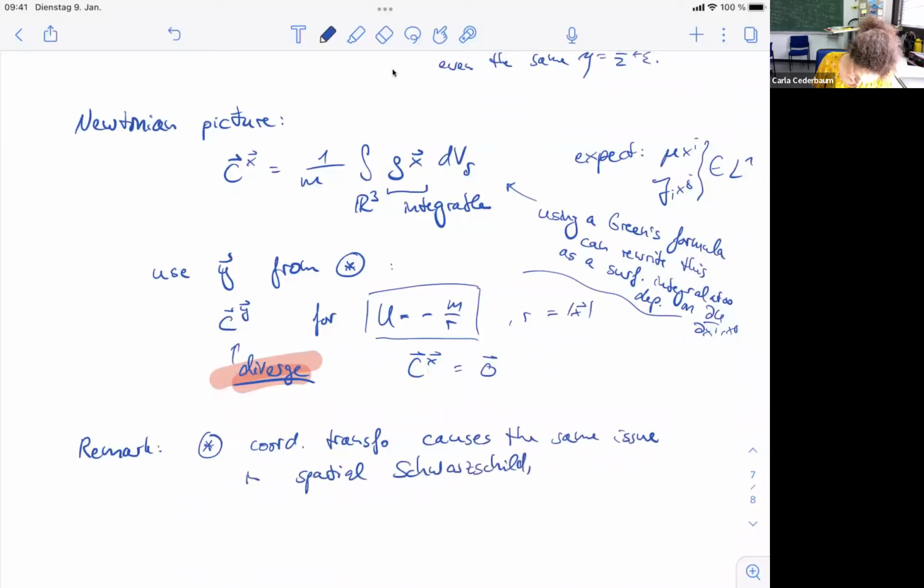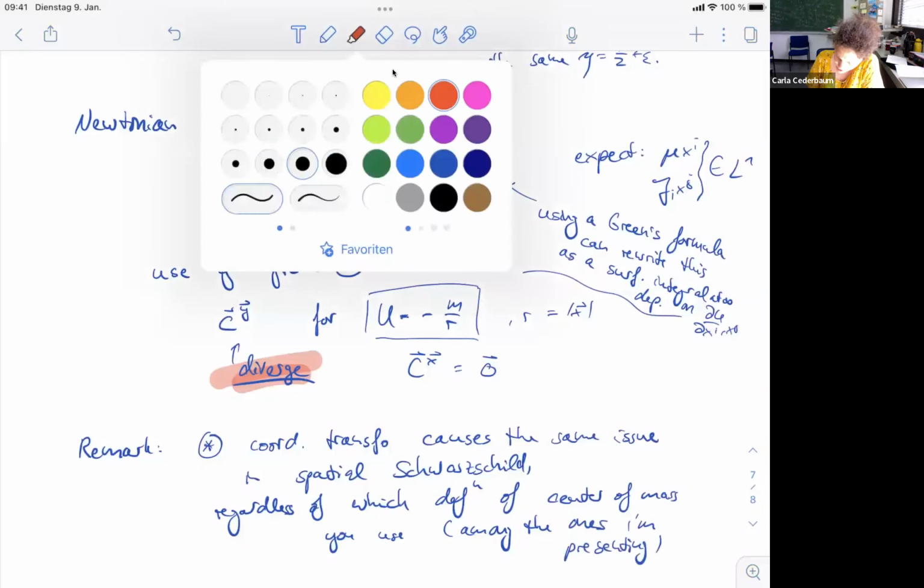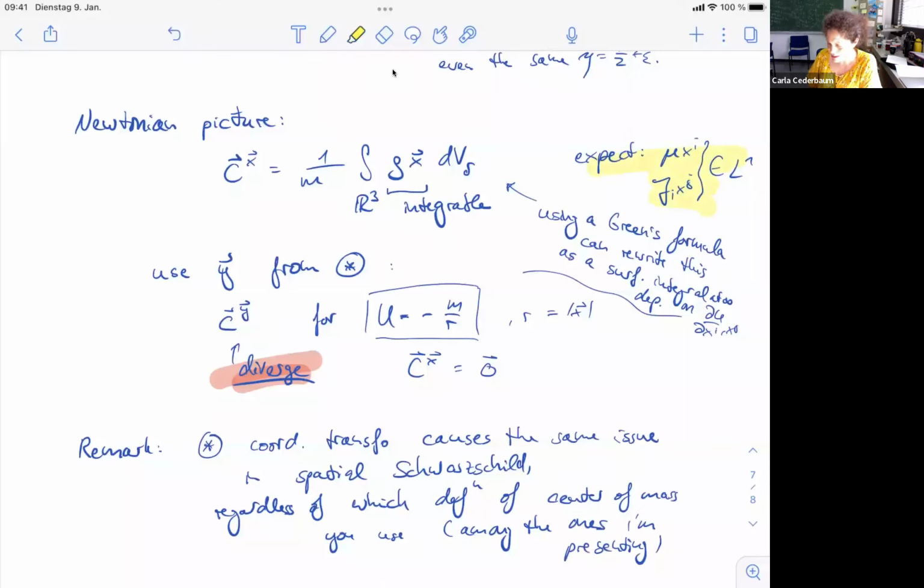And this is regardless of which definition of center of mass you use. And let's be careful and say among the ones I'm presenting, but I'm pretty sure that any reasonable definition of center of mass will do the same. So we can't get around this. We also learned, let me highlight this again, that we should expect that these things should be integrable in the end by this analogy.